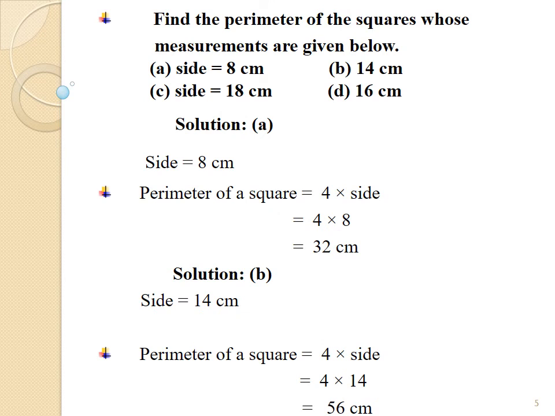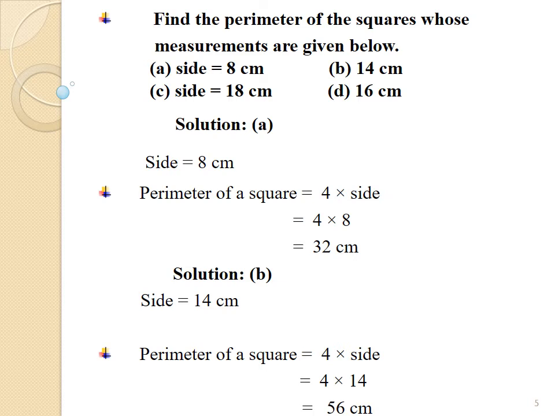Now, question number 2. Find the perimeter of the square whose measurements are given below. Students, in the previous question, we found the perimeter of a rectangle. In this question, we have to find out the perimeter of a square. Students, you have to remember that perimeter of a square equals 4 into side. So now, let us solve question number 2 and find the perimeter of the given square.